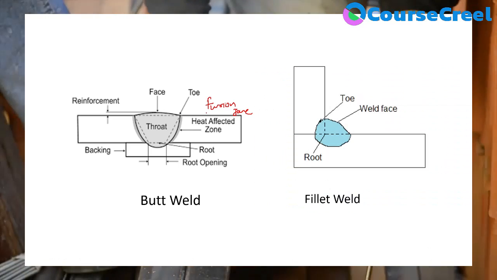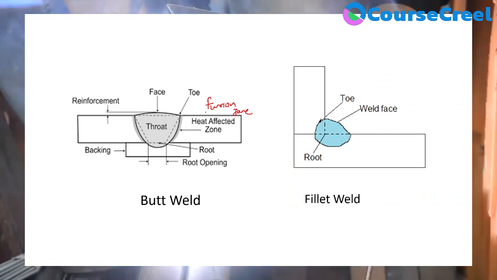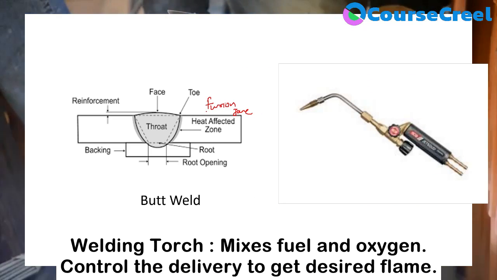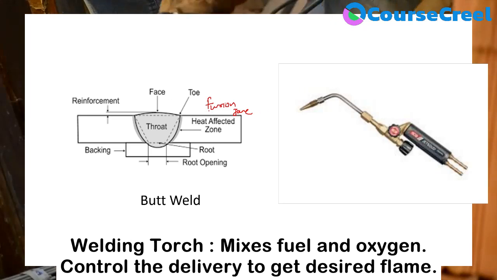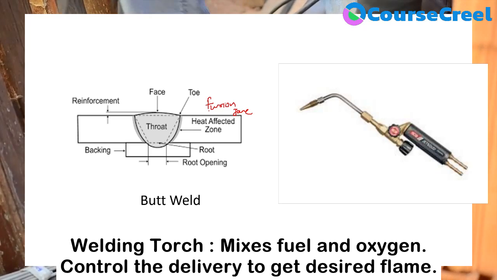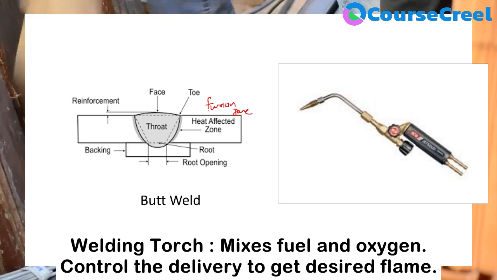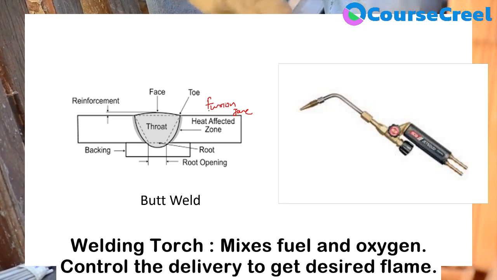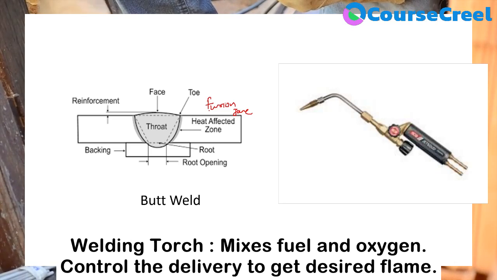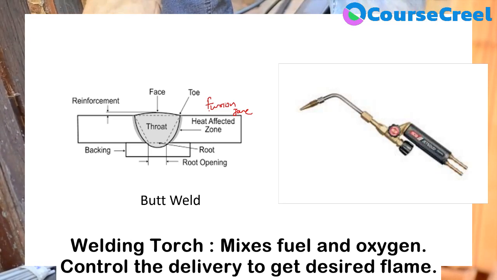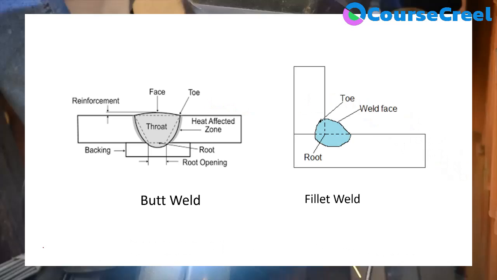Now, what is a welding torch, or we can say torch? We usually use a welding torch in gas welding. It is a separate part which mixes fuel and oxygen and controls the delivery to get the desired flame. So the welding torch is a separate part used for welding purposes, and it mixes fuel and oxygen and controls the delivery to get the desired flame.